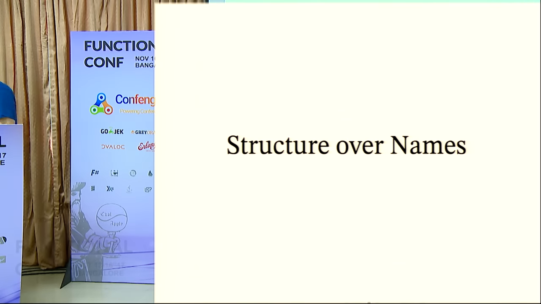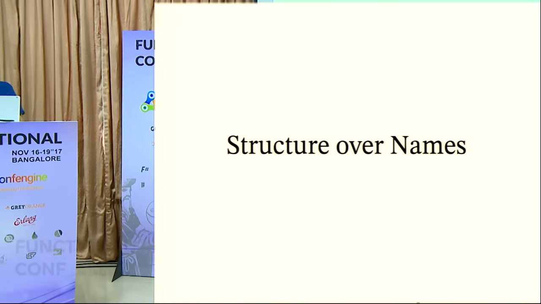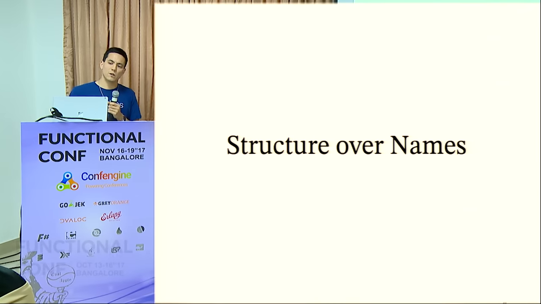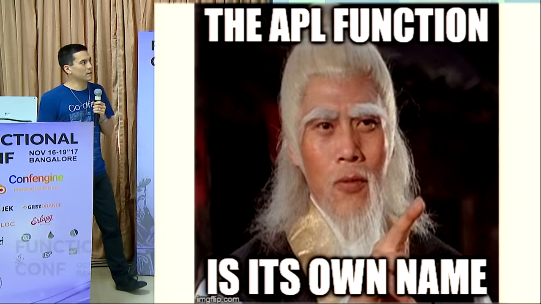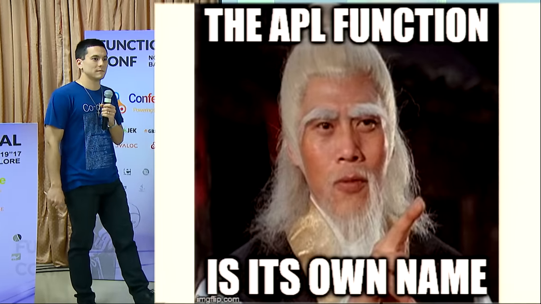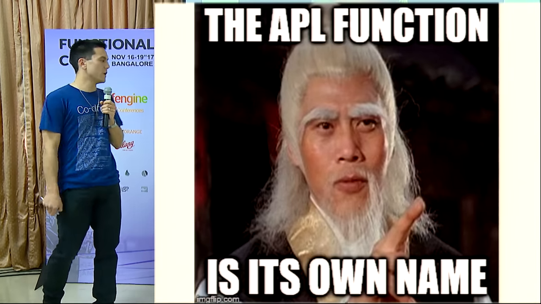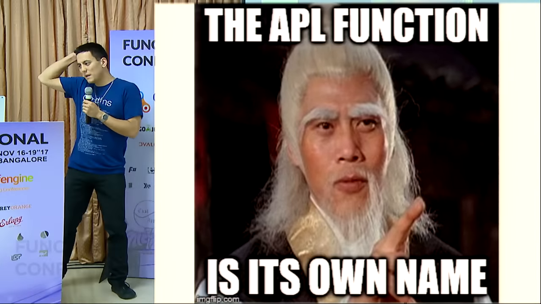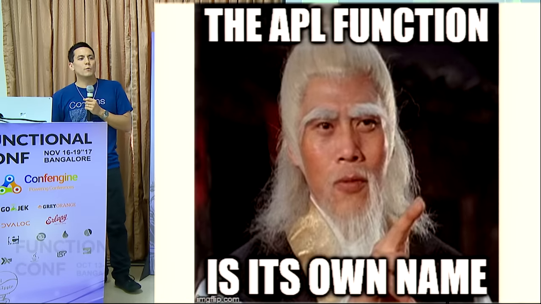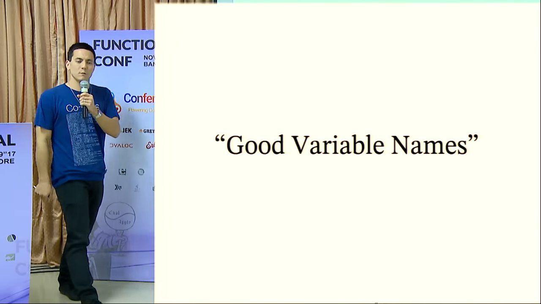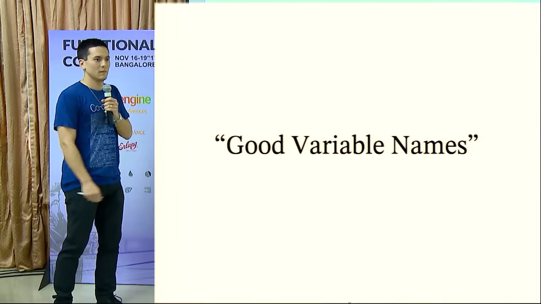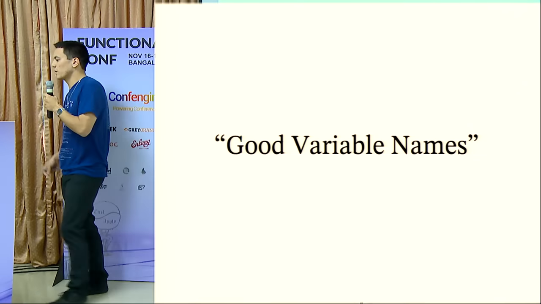So let's look at the next pattern, structure over names. Now what does this actually mean? One way to say it, the APL function is its own name. And what do I mean by this? Well, we know the best practice. You've got to choose good variable names, right? Okay, what does a good variable name look like?